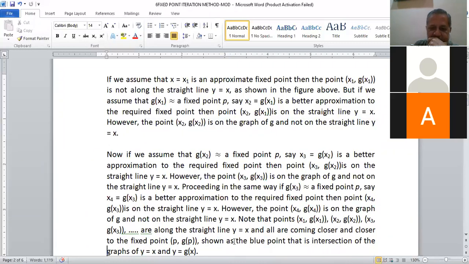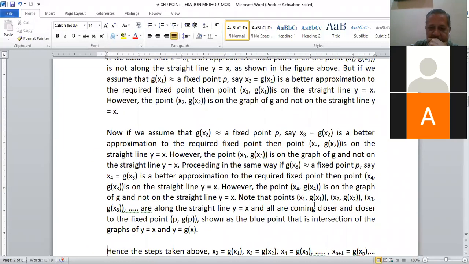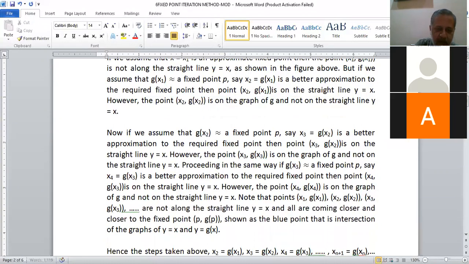Note that the points that we are finding on the graph, (x1, g(x1)), the first point, (x2, g(x2)), the second point, (x3, g(x3)), next and next and next, are not along the line y equals x, and all are coming closer and closer to the fixed point, which is P, shown as the blue point, that is the intersection of the graph y equals x and y equals g.